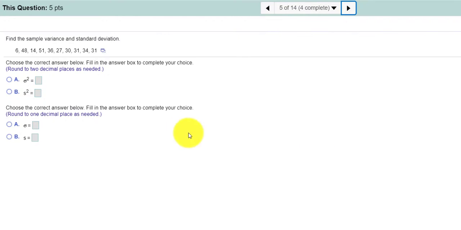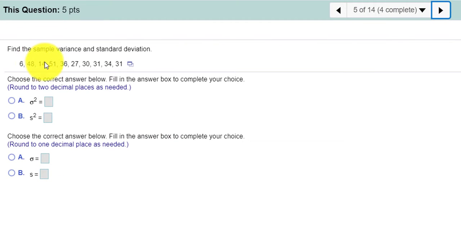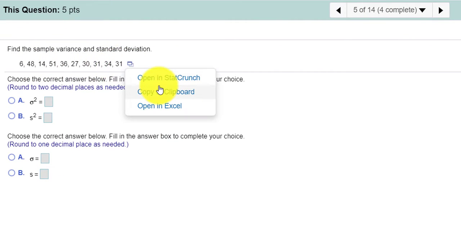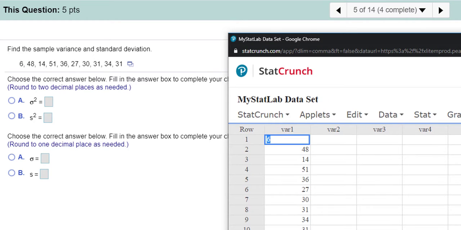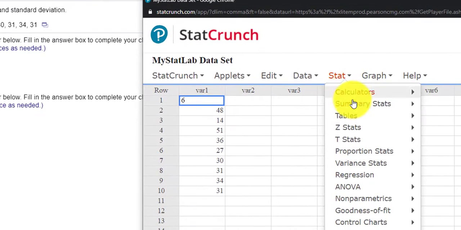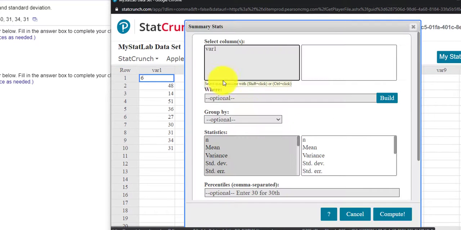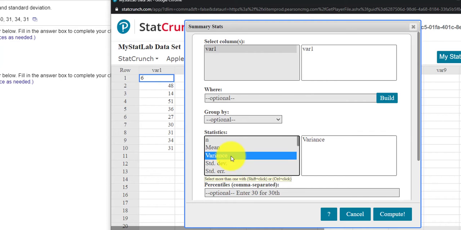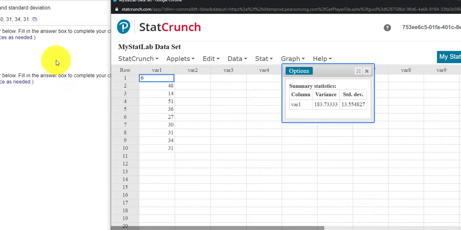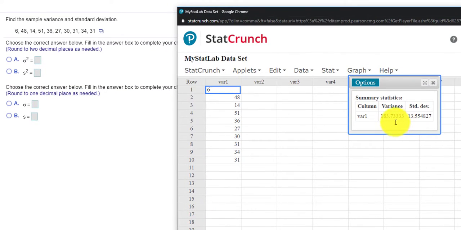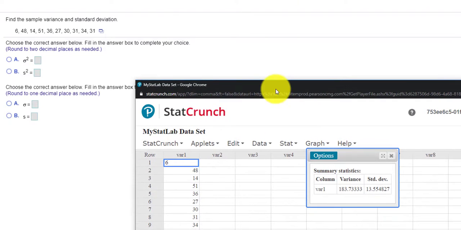Question number 5. All right, so it says find the sample variance and the standard deviation. All right, again, I'll open up my data in StatCrunch. I press stat, summary statistics, columns, variable 1. I want the variance and the standard deviation. I press compute. My variance is 183.73. I forgot what they want first.